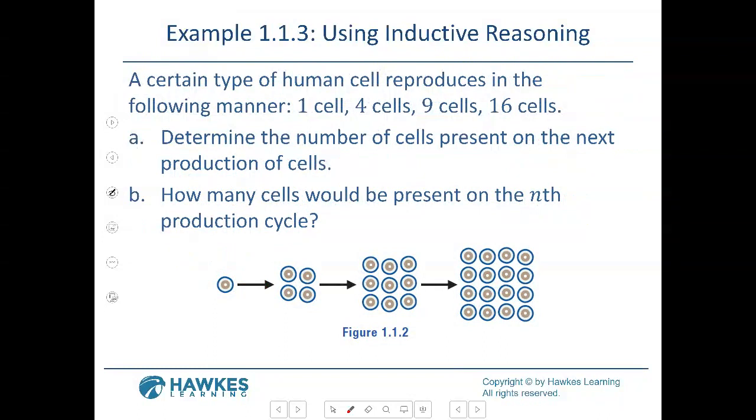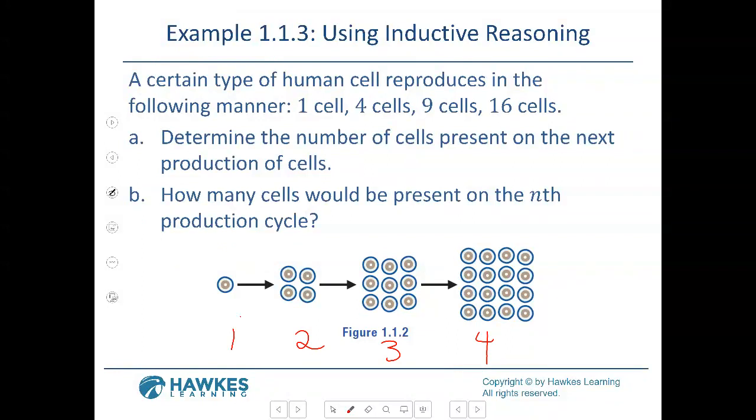A certain type of human cell reproduces in the following manner: 1 cell, 4 cells, 9 cells, 16 cells. Determine the number of cells present on the next reproduction of cells. So you have to look and see what the pattern is. This is the first one, this is the second one, this is the third one, this is the fourth.